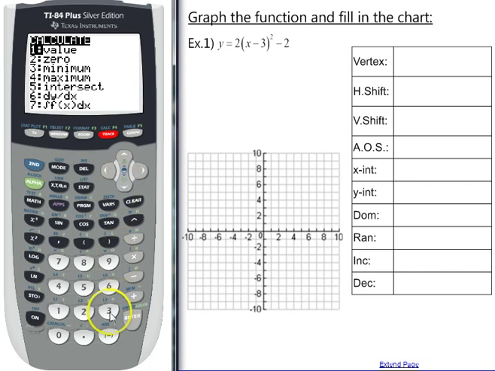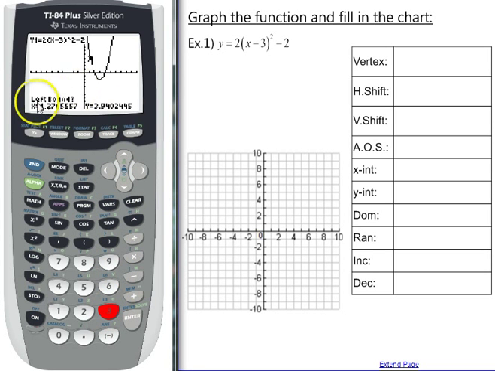That's the third option. So hit number 3, and then it asks you a question, left bound. So you want to make sure that your spider guide is on the left side of the vertex, and hit enter once. Then it asks the question right bound, so we need to move him past the vertex until he's on the right side of the vertex, and then hit enter. Then it asks the question, do you want him to guess? You hit yes, and it should give you a point. So it says the minimum point is where x equals 3 and y equals -2. So we're going to round this to x equals 3.